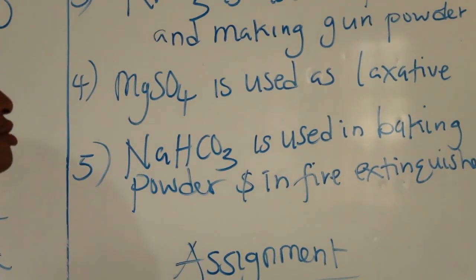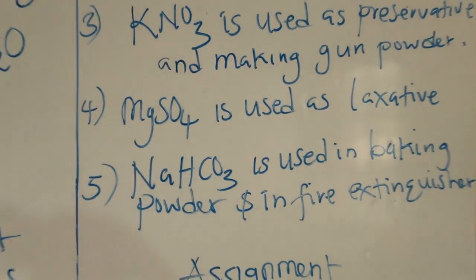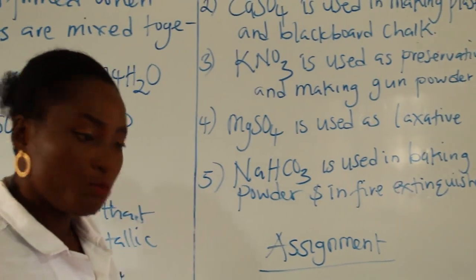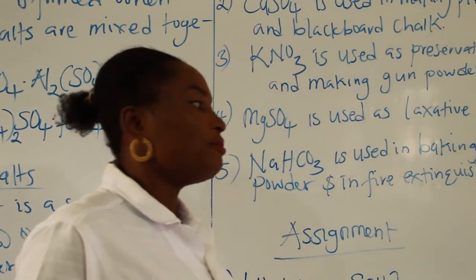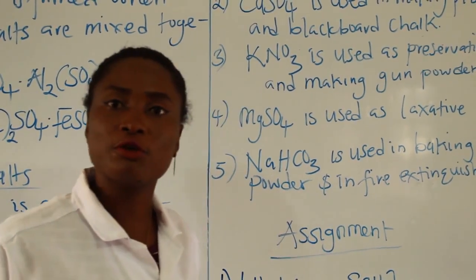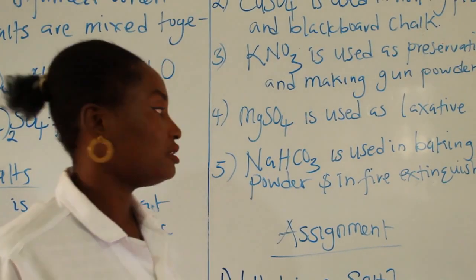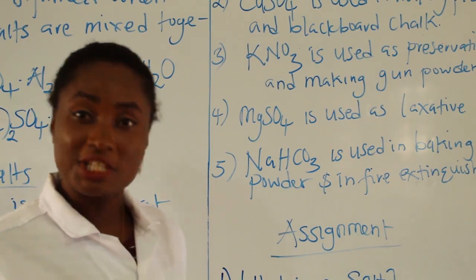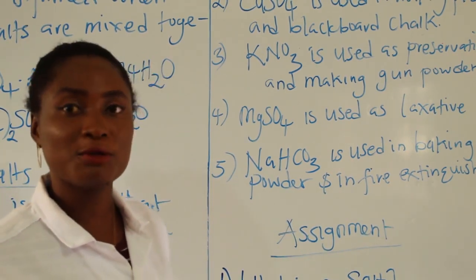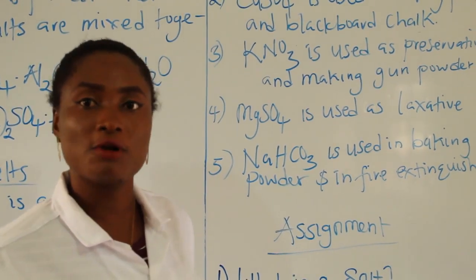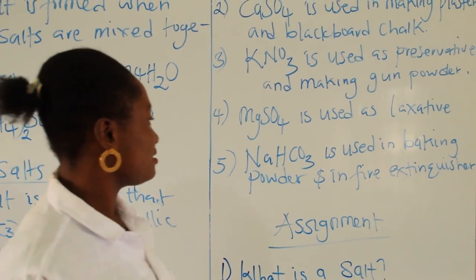Number 4, magnesium sulfate is used as a laxative. It helps remove gas from the stomach, or it gives you loose stool. For those who are having constipation, they use magnesium sulfate. An example is your Gestid at home. Your Gestid at home is made up of magnesium sulfate, so it serves as a laxative.